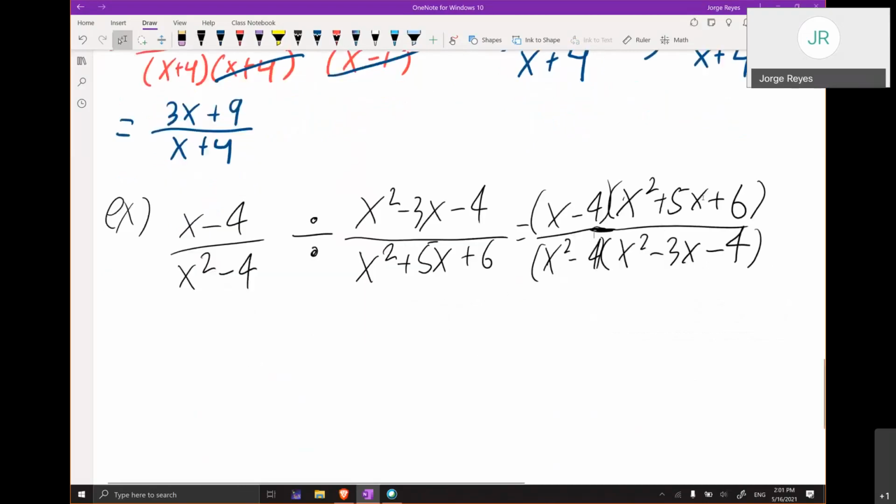So now I just need to simplify. So I should just factor everything. So x minus 4 is stuck like that. This thing, hopefully you can see x plus 2, x plus 3.